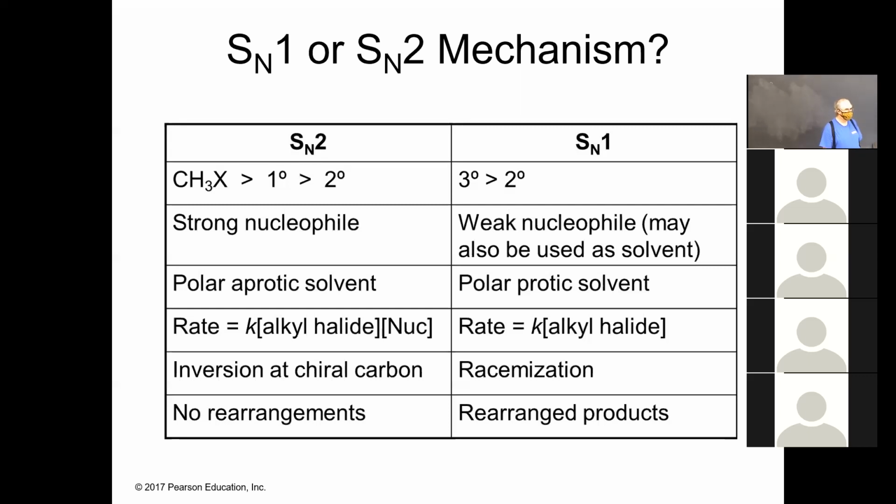SN2 is second order kinetically, first order in each one of the reactants. SN1 is first order, since the rate determining step does not involve the nucleophile. SN2 involves inversion, SN1 racemization. Since SN2 does not involve a carbocation, there's no rearrangement. But rearrangements can occur in SN1.